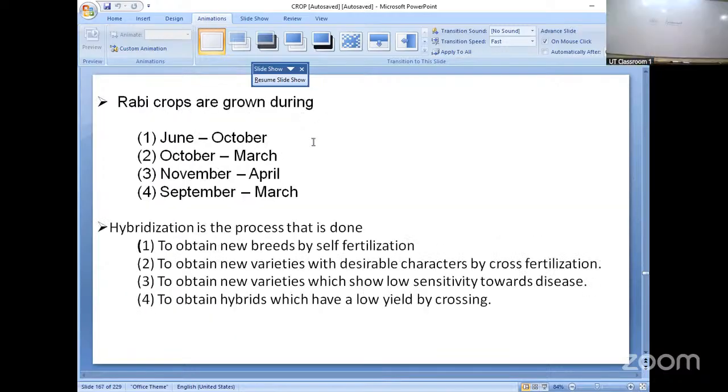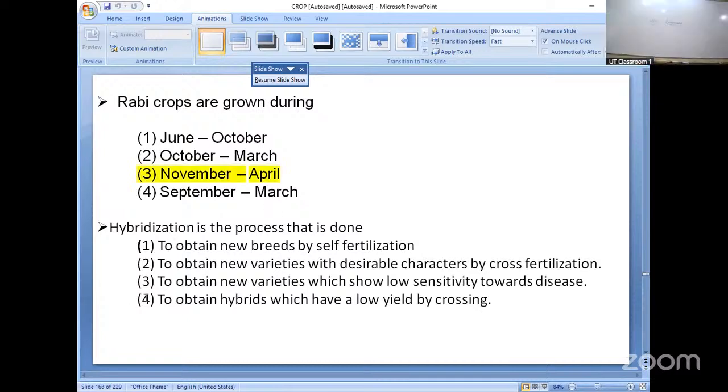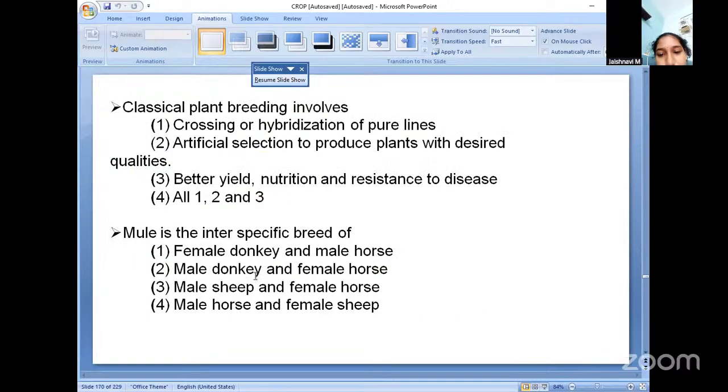Rabi crops are grown during November to April. That is correct, it's winter. Rabi crops are winter crops. Hybridization is the process that is done to obtain new varieties with desirable characters. Classical plant breeding involves all the three.